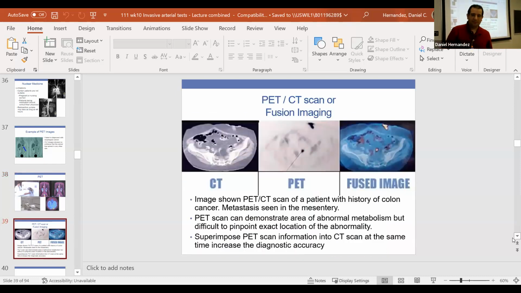So now they have PET CT or fusion imaging where they combine CT scans with the PET, the nuclear medicine procedure part of it, so they can get a good picture of what's going on inside that patient. So it's particularly useful when they're diagnosing cancers.